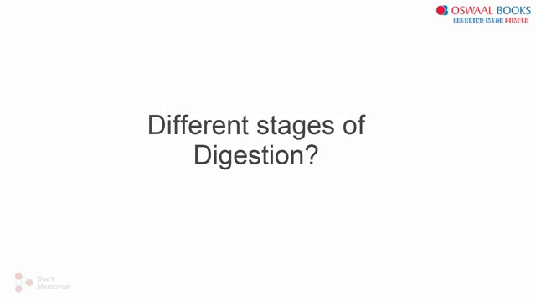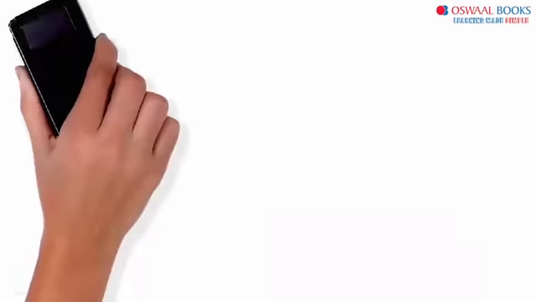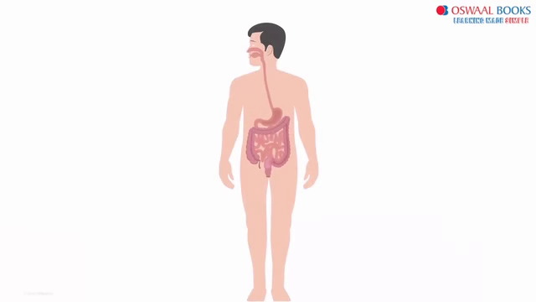What are the different stages of digestion? We can understand this in two ways. Look at this diagram. It is a rough sketch of the human digestive system.